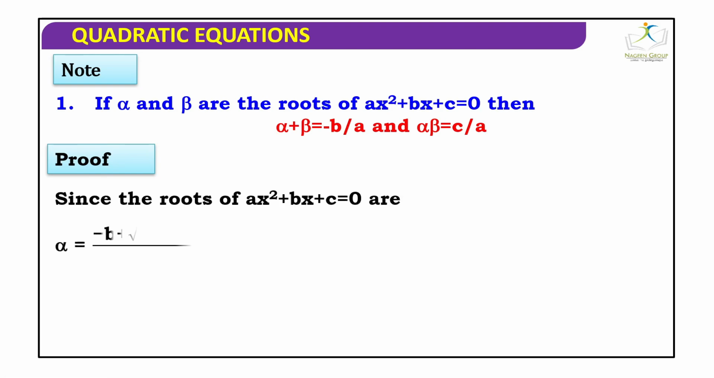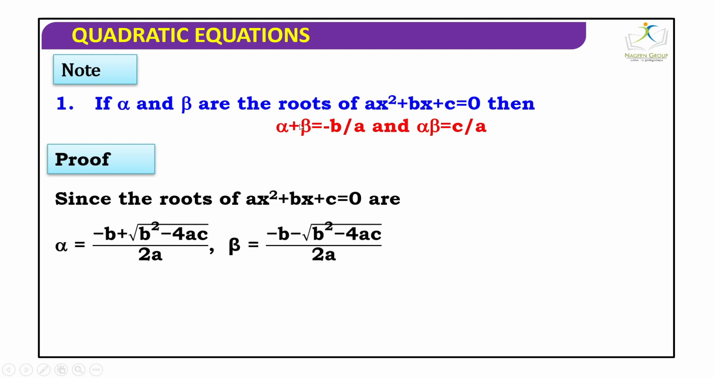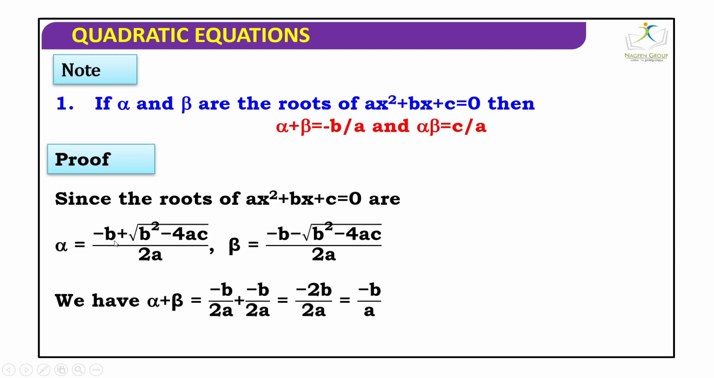Since the roots of the equation are alpha, that is minus b plus or minus the square root of b square minus 4ac, divided by 2a, and beta with the minus sign. So we have alpha plus beta. If we add both of these, it will be minus b by 2a plus minus b by 2a. The root terms cancel. It is minus b by a.